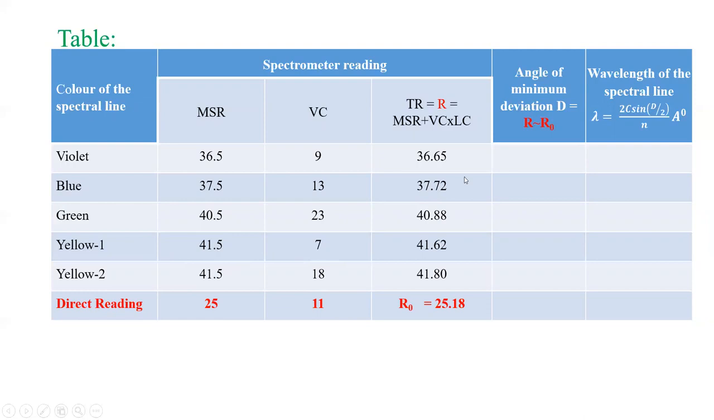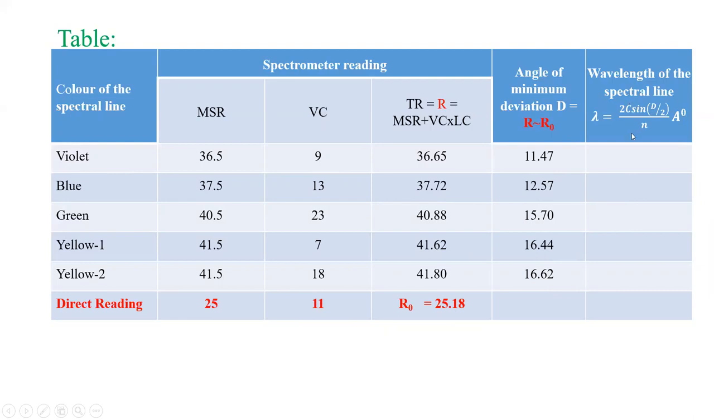Now we have to find the angle of minimum deviation. For that, we subtract all these observed spectrometer readings from the direct reading. That means 36.65 minus 25.18 gives the angle of minimum deviation of violet. Again, 37.72 minus 25.18, and like that you will get the angle of minimum deviation for all the spectral lines we observed. Then put this value of D here, and we can measure the wavelength of the spectral lines.